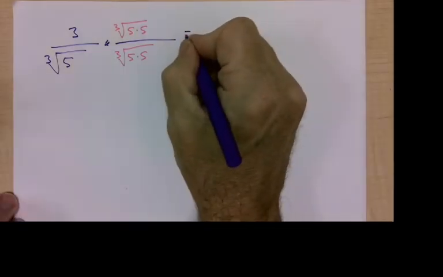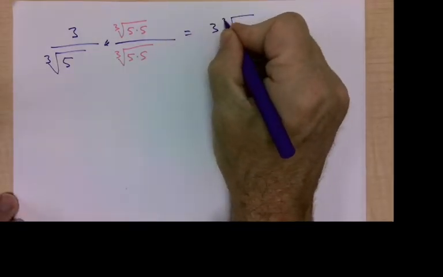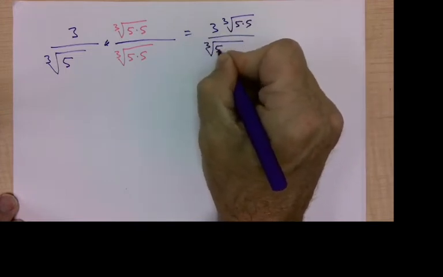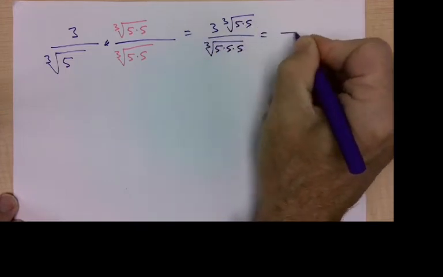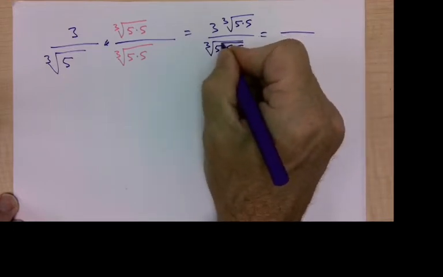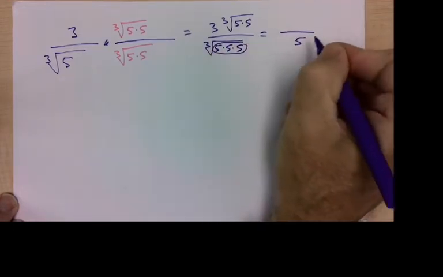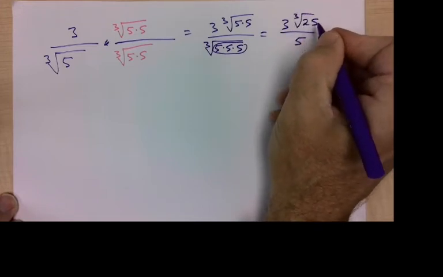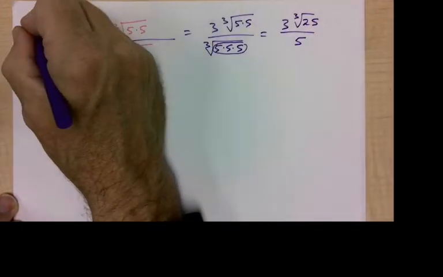So now I have 3 times the cube root of 5 times 5 upstairs, and I have the cube root of 5 times 5 times 5 downstairs. So, of course, 3 of them come out of the cube root, leave me with just 5. And upstairs, I have 3 times the cube root of 25 for number 28.